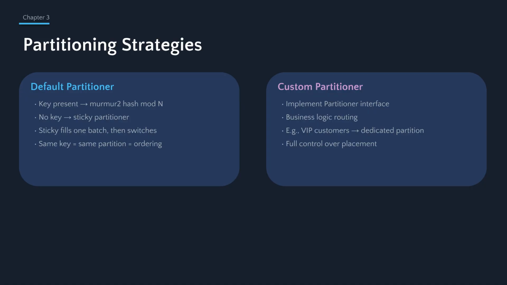Custom partitioners: implement the partitioner interface when you have business logic for routing. Maybe VIP customers go to a dedicated partition for priority processing. You get full control over placement.